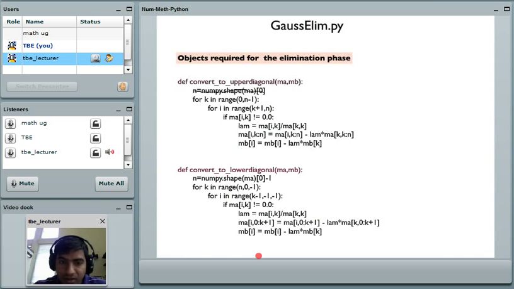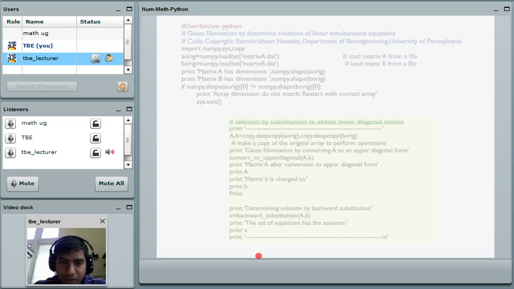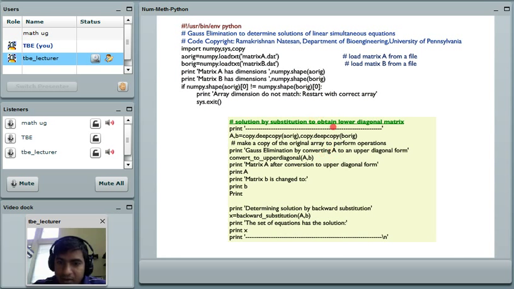I had defined all the methods here. So first I'm going to use the method to convert the matrix into lower diagonal matrix. So I copy the original matrix to A and B.